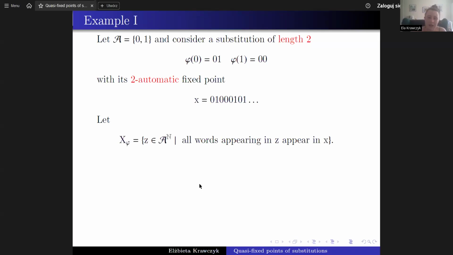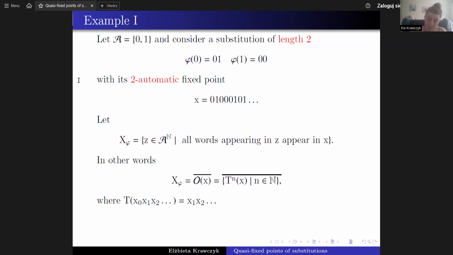If someone likes symbolic dynamics, this object is, in other words, just the orbit closure of this fixed point under the shift map. The shift map, which I denote by T, just shifts my sequence once to the left.